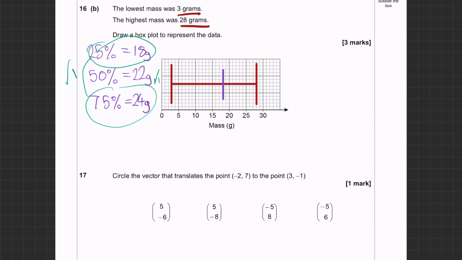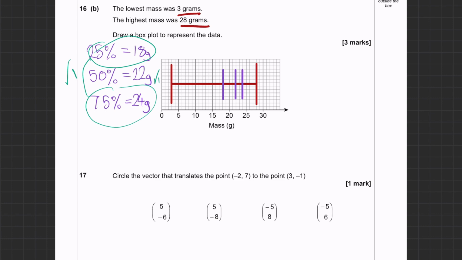Do it a bit smaller compared to the outer lines. I've got 50%, which is 22 grams, so 21, 22, which is about there. And 75%, which is 24 grams, which is 2 along from there, 1 less than 25, which is there. My lines are a bit dodgy, don't worry about it. You can rub it out in the exam. I'm just going to edit them here.